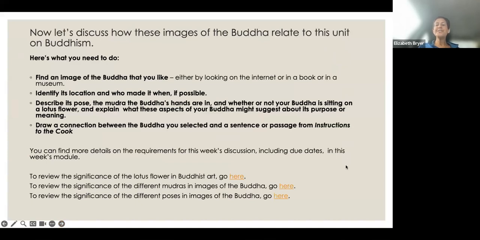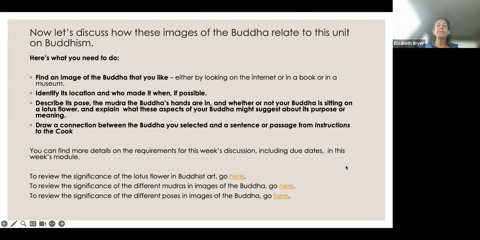So you're going to do some reading about the significance of the lotus flower, the significance of the different mudras, the significance of the different poses and images of the Buddha. And then you're going to reflect on all of this and how it might relate to Instructions to the Cook. You're going to take part in a discussion this week. And here's what you need to do.